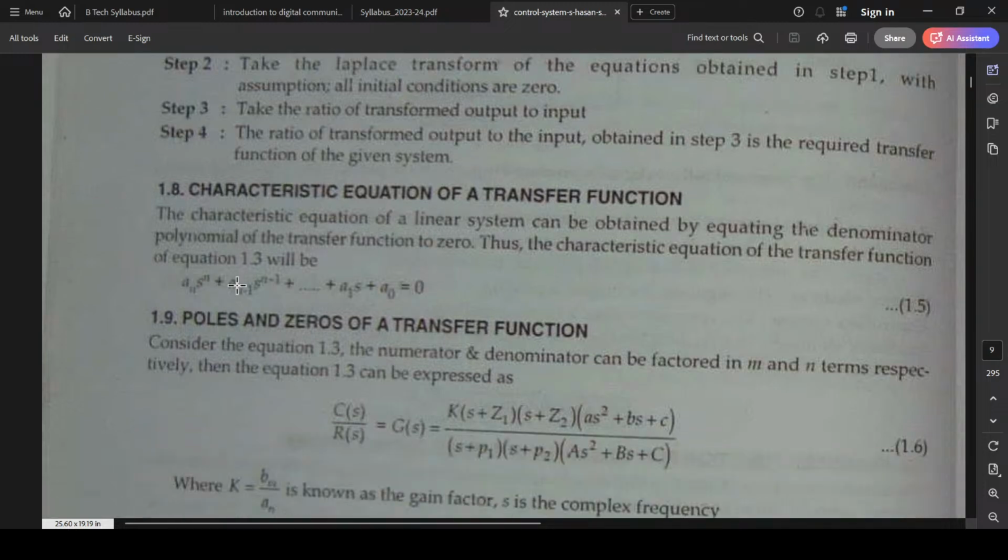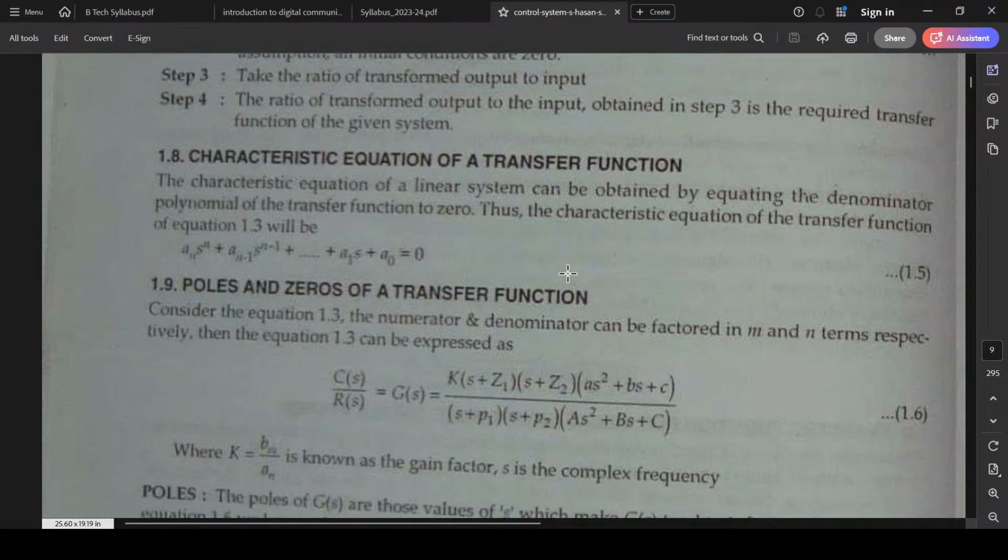Characteristic equation of a transfer function. Okay, let's see. What are its characteristics and how can we represent it in an equation? The characteristic equation of a linear system can be obtained by equating the denominator polynomial of the transfer function to 0. So if there's a question that asks to find the characteristic equation of a given transfer function, then what you have to do is take the denominator polynomial of the function and equate it with 0. Thus, the denominator a_n s^n till a_0 is equal to 0.